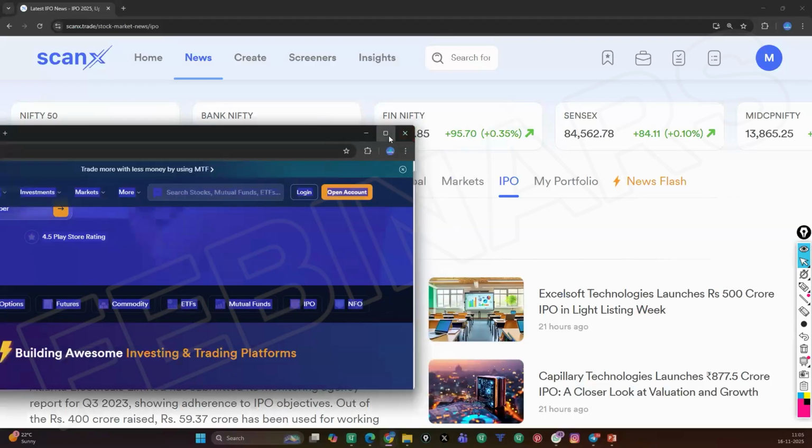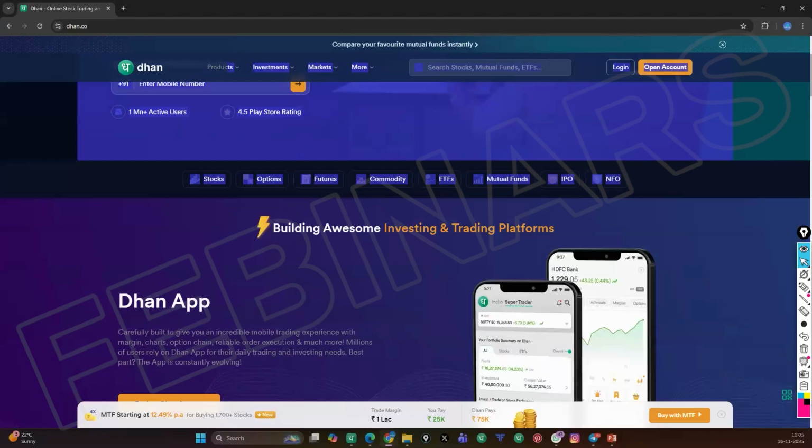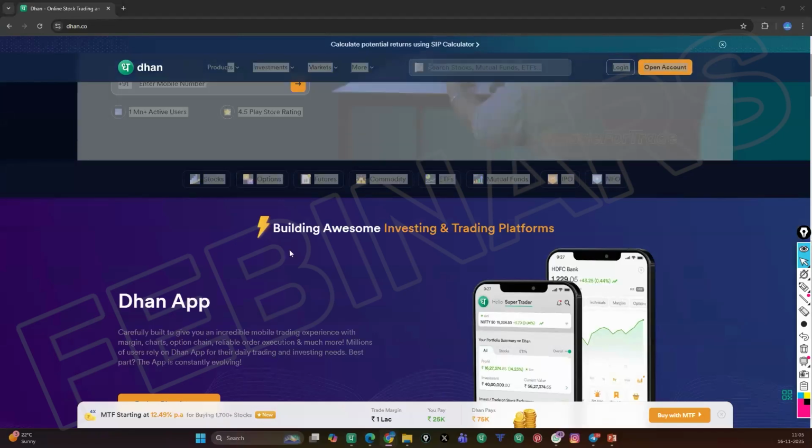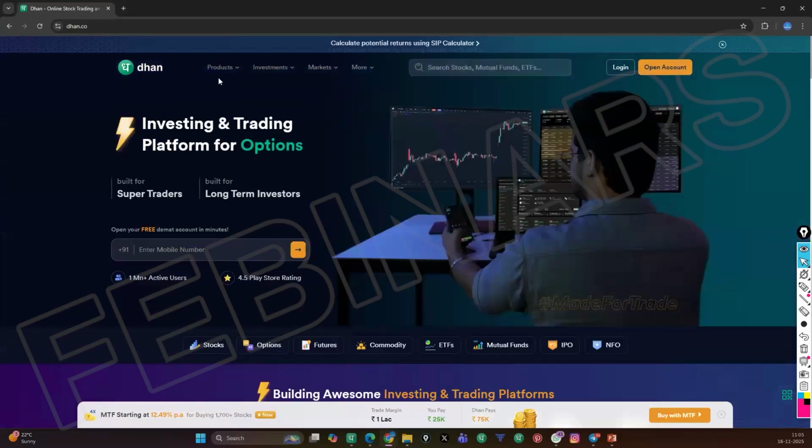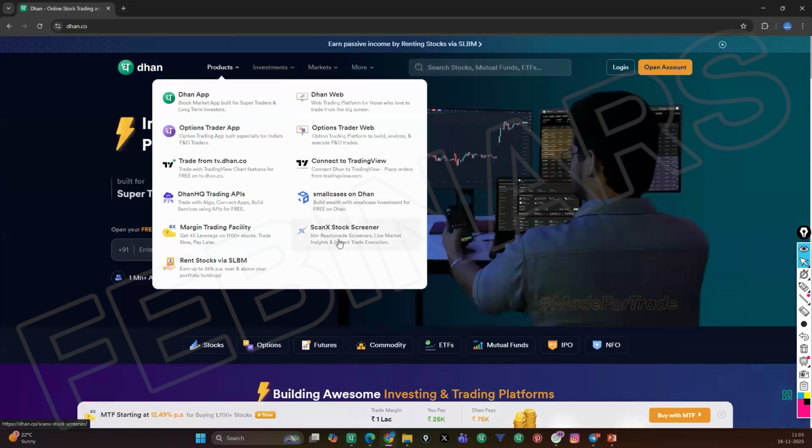See, go to the done website and go to the products where you can get the Scanx stock screen. You click and access the website, with the same credentials and same password. Otherwise, you can go and scan it. Nothing to worry, it is a part of this, and it is a very comprehensive platform.